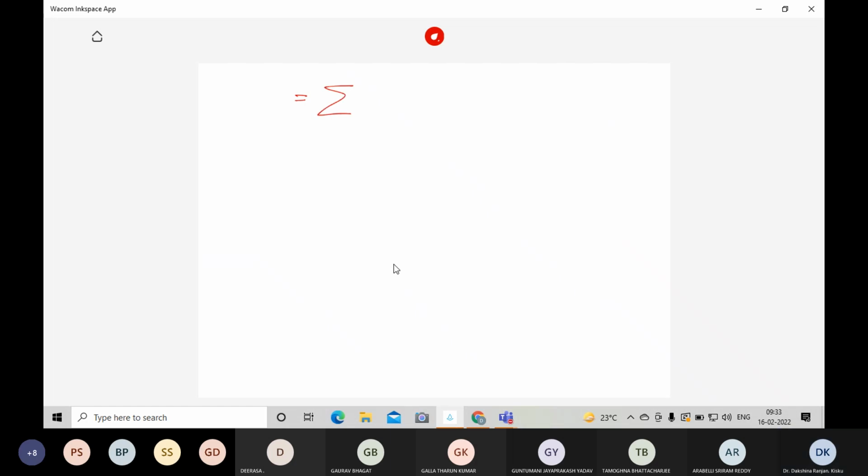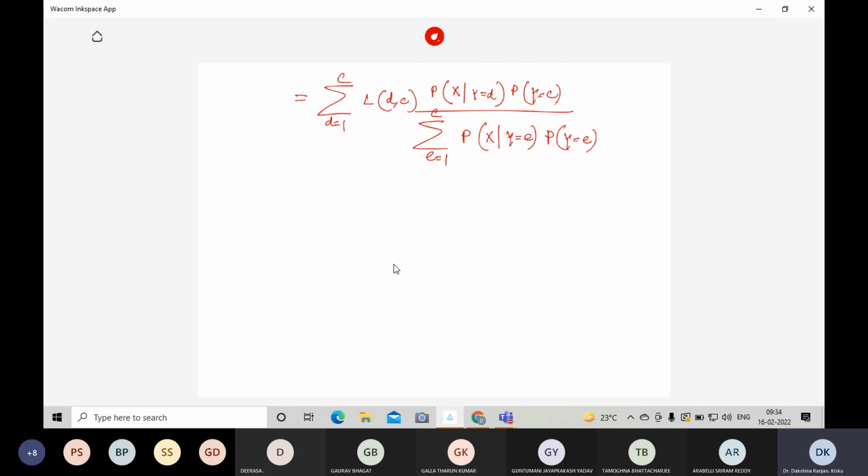So we can write d equals 1 to C, summation over L of d comma C, and in place of posterior probability, we can write the likelihood probability of X given y equals to d, prior probability P of y equals to d, divided by the summation over likelihood P of X given y equals to E, probability of y equals to E. So here we use a different index E.